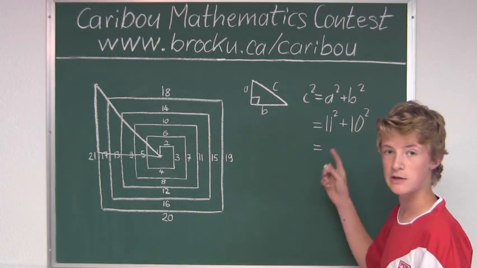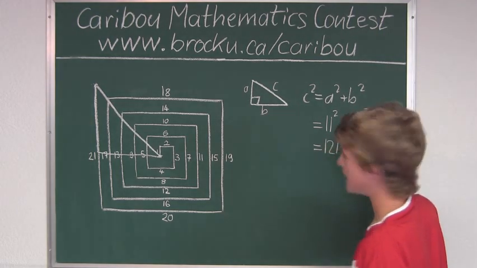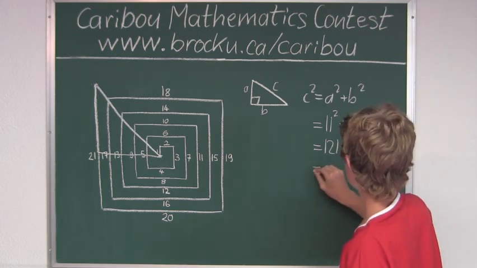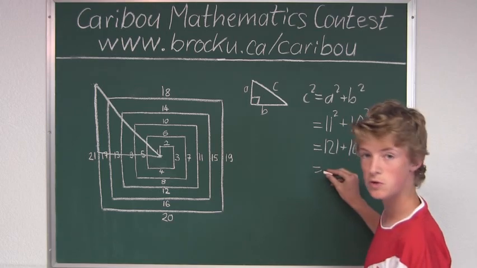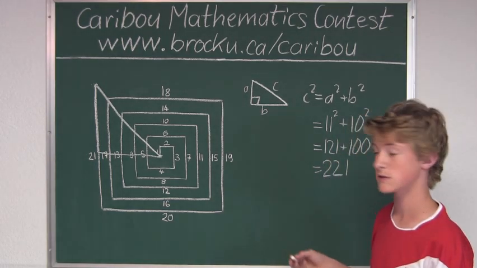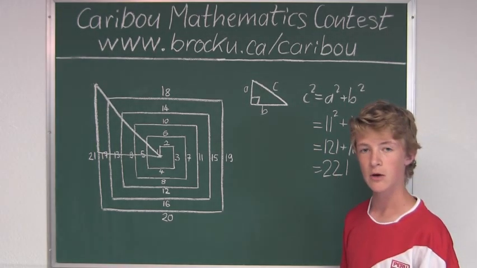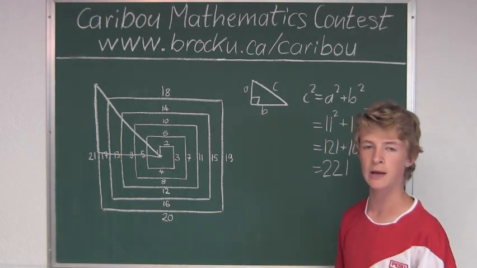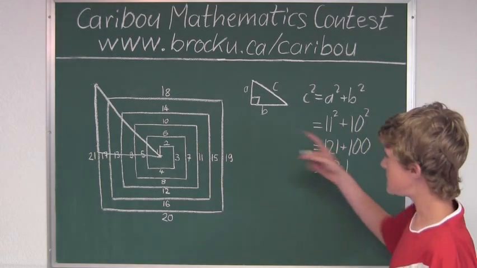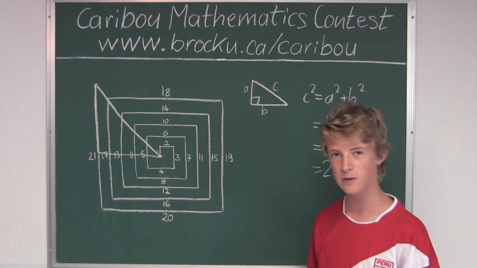So 11 squared is 121, and 10 squared is 100. So we know C squared equals 221. So now we have to find the two closest squares to 221, and that would be 225, which is the square of 15, and 196, which is the square of 14. So we know C, the straight line distance from the starting point to the end point, will be between 14 and 15.